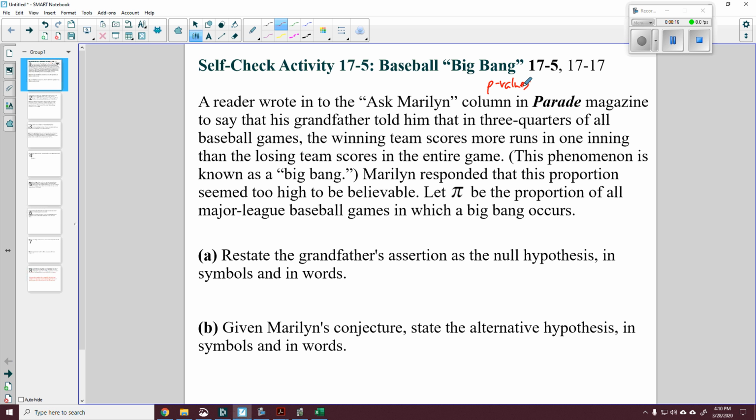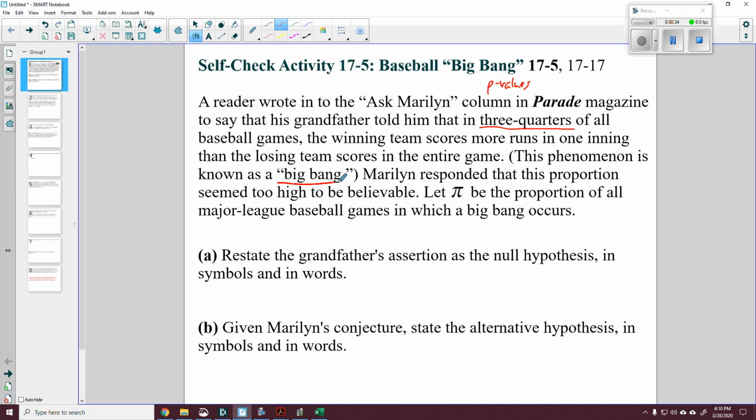So a reader wrote in to the Ask Maryland column to say that his grandfather told him that in 3/4 of all baseball games, the winning team scores more runs in one inning than the losing team scores in the entire game. This phenomenon is called a big bang.